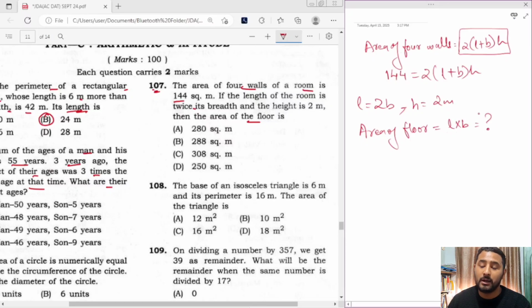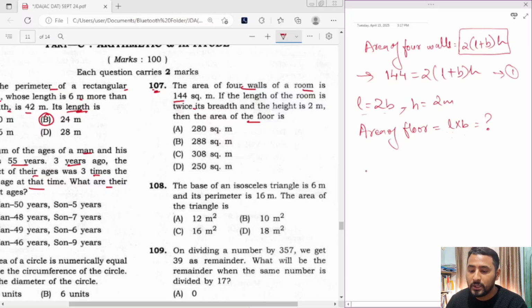Length into breadth will be how much? To find this, we need at least length and breadth, because length is twice breadth. We cannot put here L equal to 2b into b, right? So we should find the length and breadth first. So how will we find? We'll use this formula. Let us put all these values in equation 1.